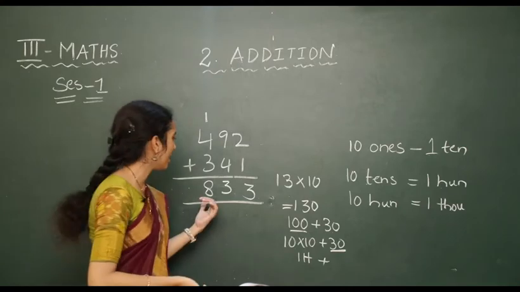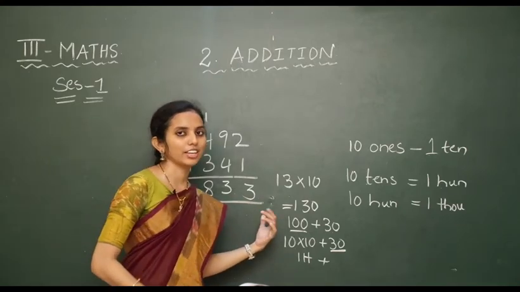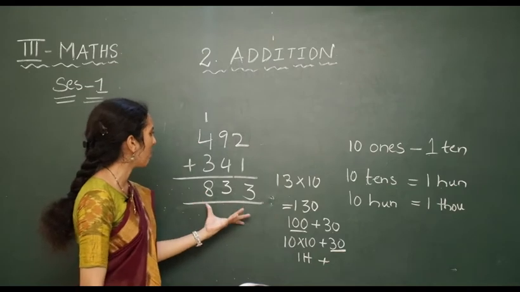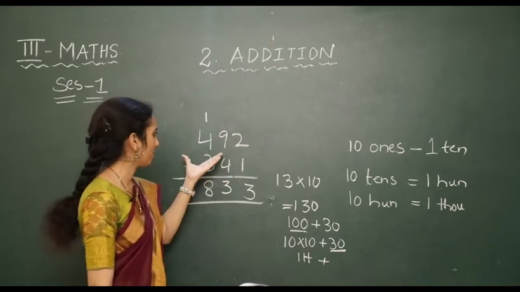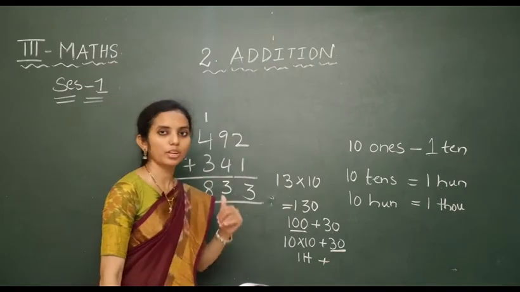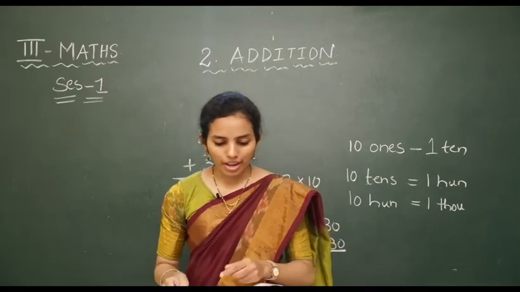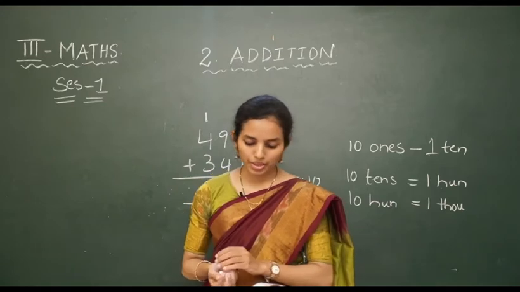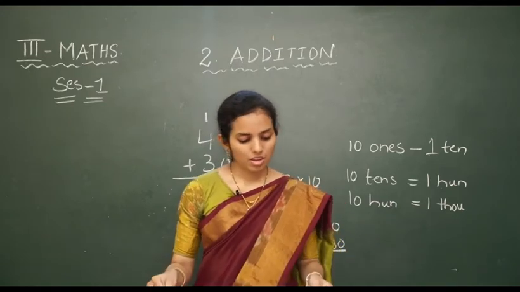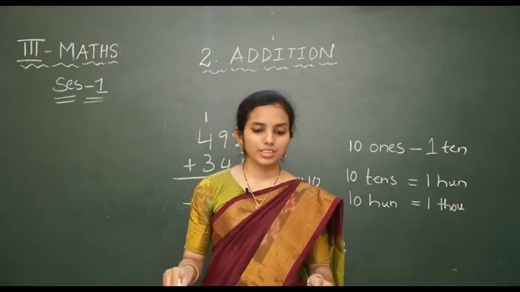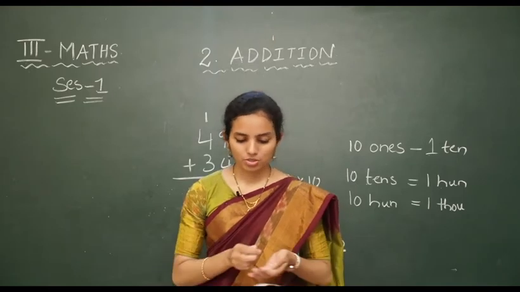The desired answer is 833. 833 is the sum of two addends, that is 492 and 341. Now, let us see one more example of regrouping tens and ones.